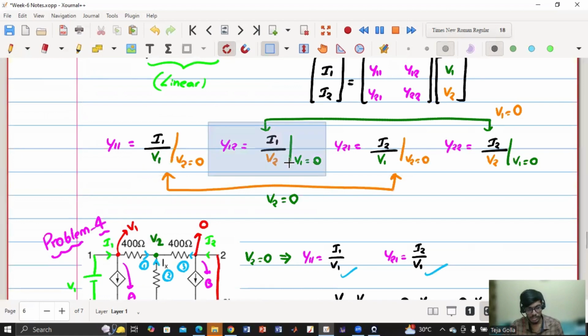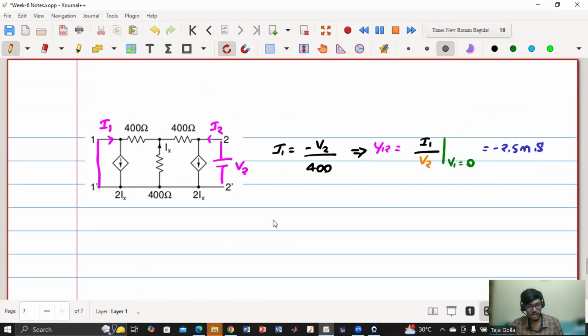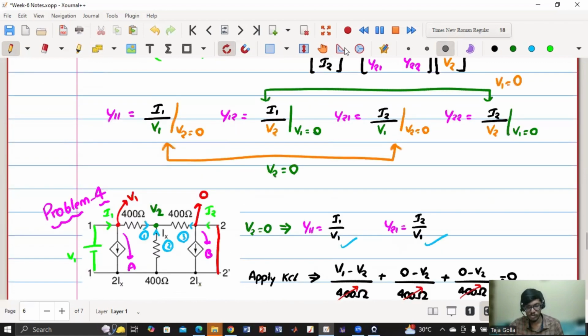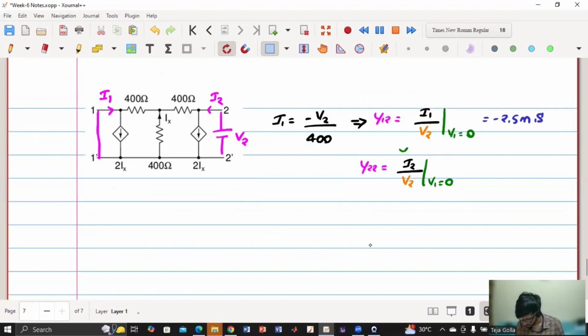I'll also explain it again if you are confused. So let me just write it. My Y12 will be minus 2.5 millisiemens. And wherever I am connecting the short circuit, on that side I got current equal to 0. So I2 equals 0, which means my Y22 will be 0. I'll explain this last part if it is a little confusing. So I2 equals 0.